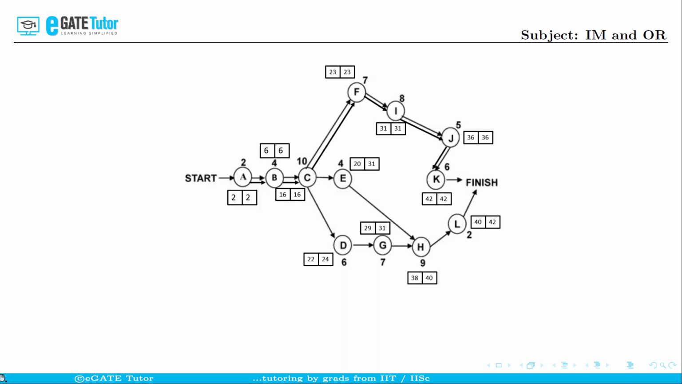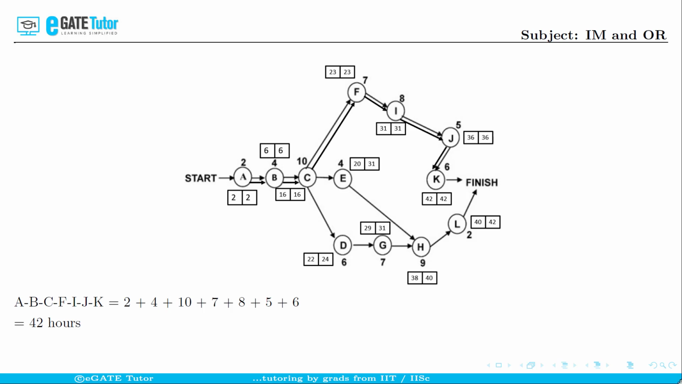This is the network. For time being, forget about the times given in the square boxes and these double arrows. Just focus on the network. To complete this particular network from start to finish, we have three different possible ways. First one is A, B, C, F, I, J, K. That is first path. And adding up all its durations 2, 4, 10, 7, 8, 5 and 6, we will end up with 42 hours.